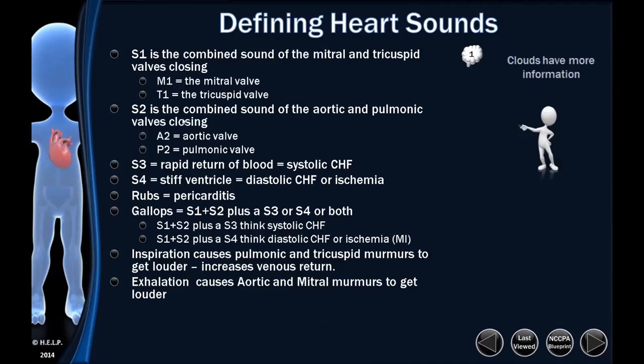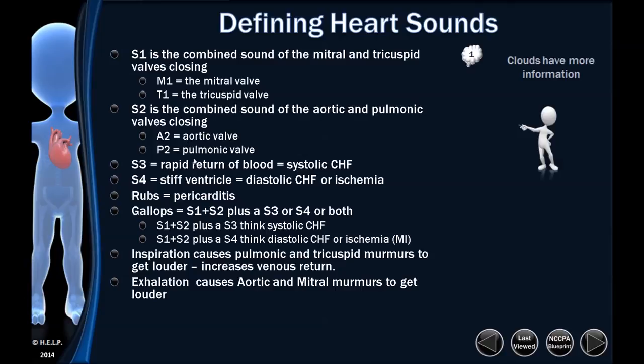So we'll go ahead and define the heart sounds. The S1 heart sound is when the mitral and the tricuspid valves close together. Since it's the first heart sound, we just call them mitral M1 and tricuspid T1. The S2 heart sound is when the aortic and the pulmonic valves close together. That's why they got the nomenclature of A2 and P2, because they're part of the second heart sound.